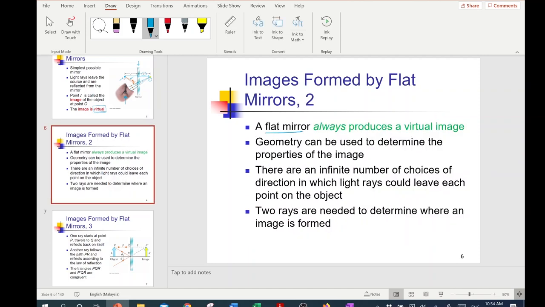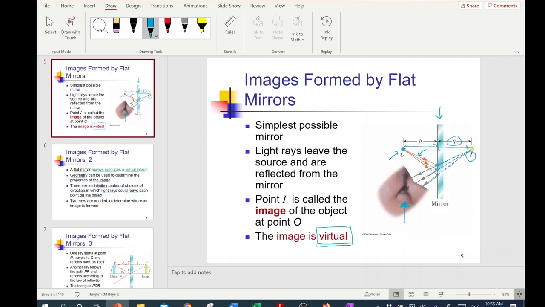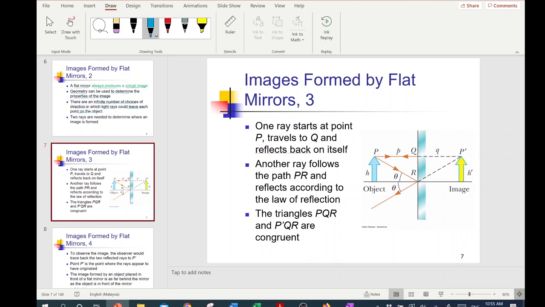Again, a flat mirror always produces a virtual image. We can use geometry to determine the properties of the image. There are an infinite number of choices of direction in which light rays could leave each point of the object. In the example, we use three. Actually, two rays are enough to determine the location of the image from a given object.